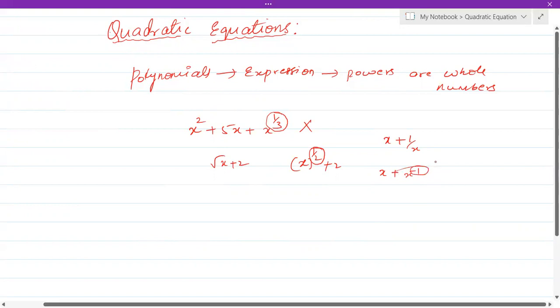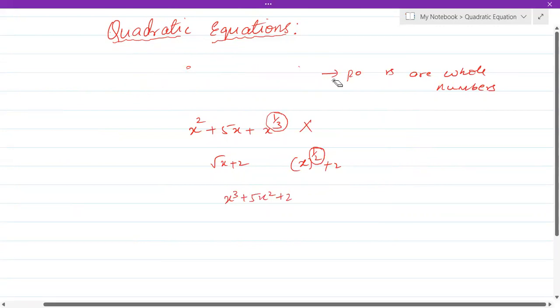Okay. Therefore, I can say this example x cube plus 5x square plus 2 is a polynomial, isn't it? Because all the powers are whole numbers. Okay. So quadratic equation is a polynomial, is a quadratic polynomial which is equated to 0. You can also define like that. Okay. So let's write all the different types of definitions.